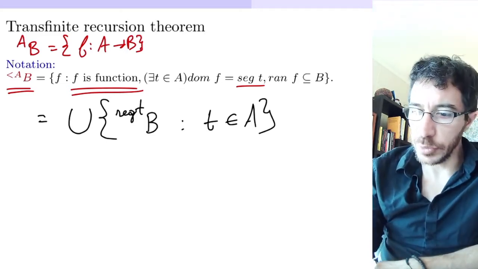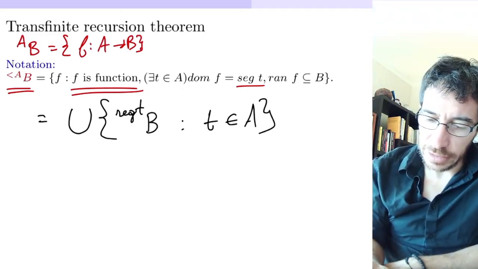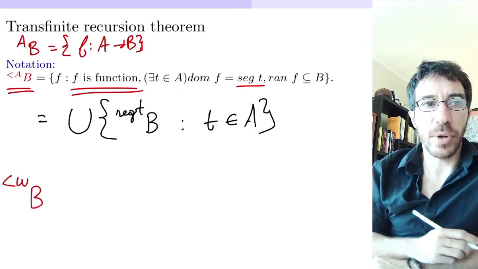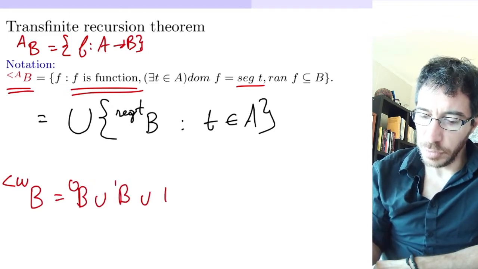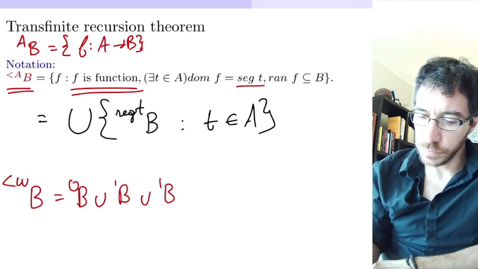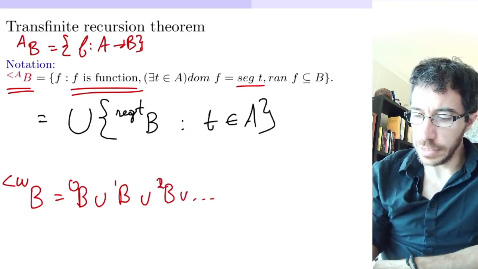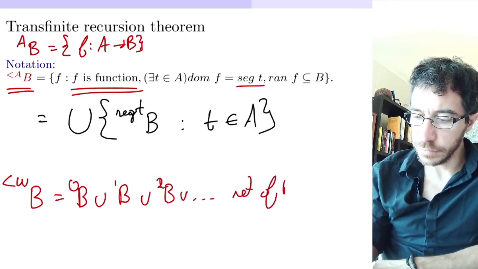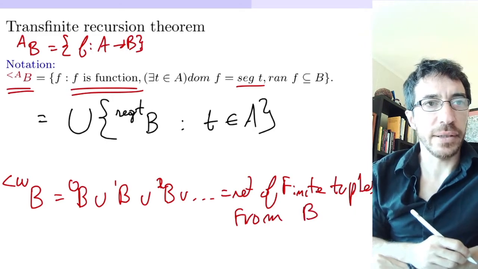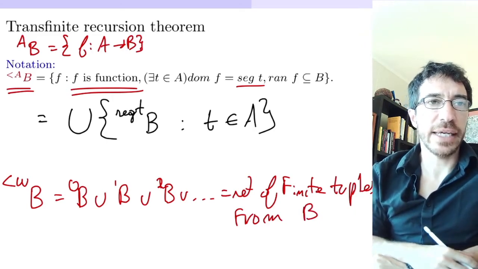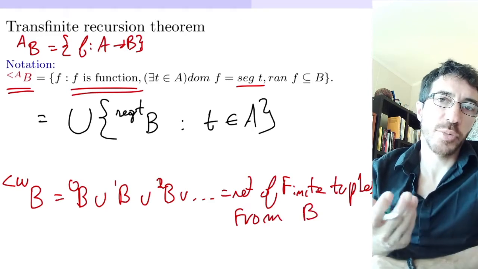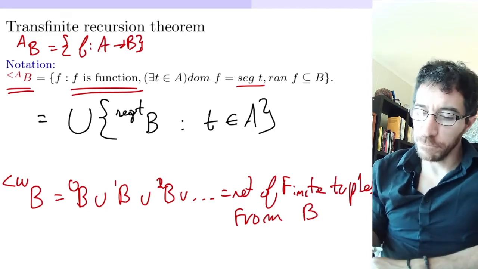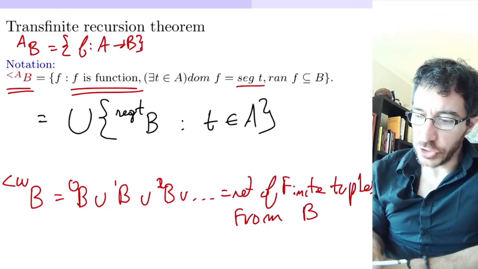So just as an example, if you take less than omega to b, what is this? This is the set b^0 union b^1 union b^2 and so on. So it's a set of finite tuples from b if you take omega. But here we're taking a larger, I guess, ordering a than omega, or smaller, either way. Okay, so that's what that notation means.